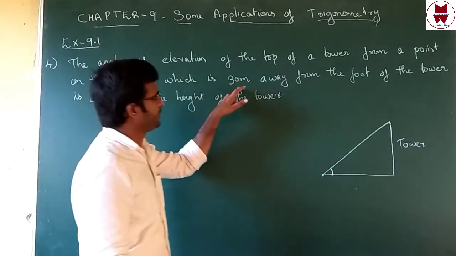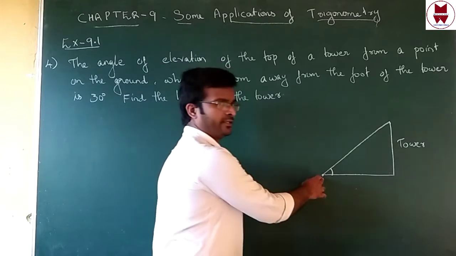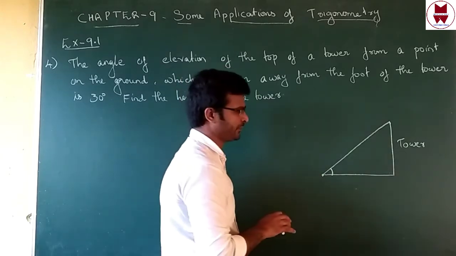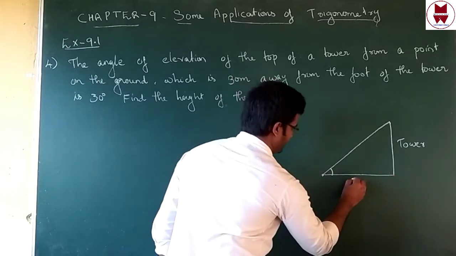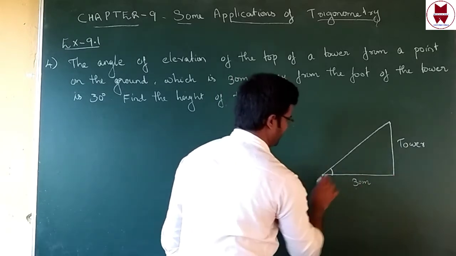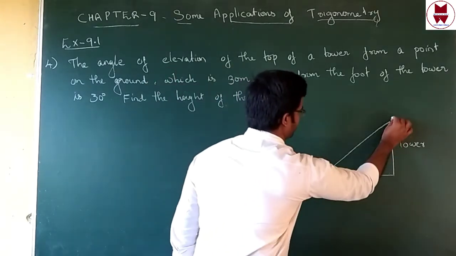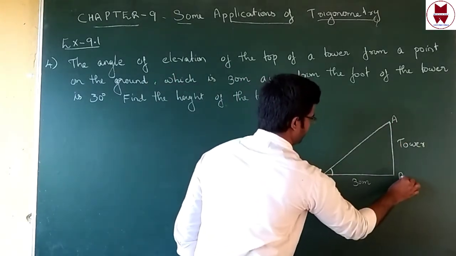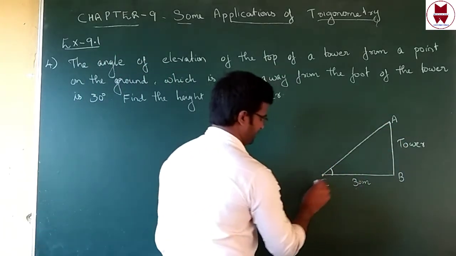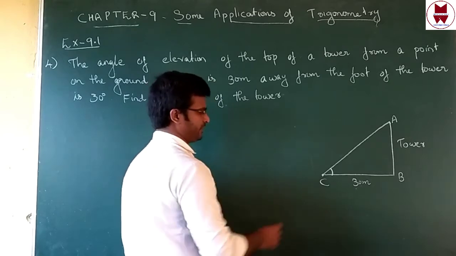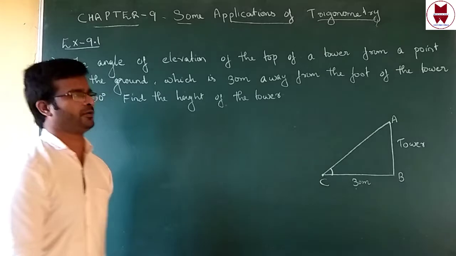which is 30 meter away from the foot of the tower. That means this point is 30 meter away from the foot of the tower. This is the foot of the tower. Then we can write this 30 meter. We can give name AB. AB means height of the tower. Then C. C is the point on the ground. The distance between foot and this point will be 30 meter, already given in the question.